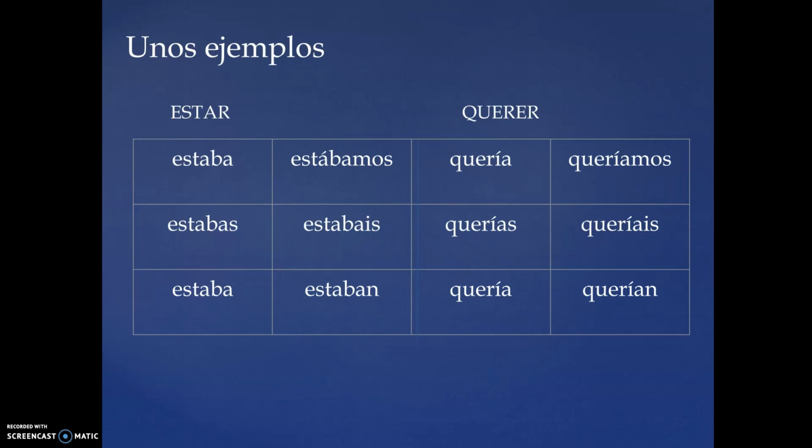For estar, we have estaba, estabas, estaba, estábamos, estabais, and estaban. And for querer, we have quería, querías, quería, queríamos, queríais, and querían. Before you get the last bit of notes, I'm going to ask that you pause the video briefly.